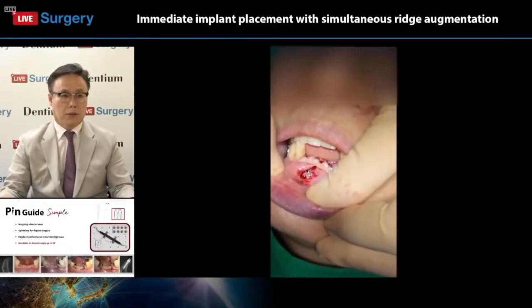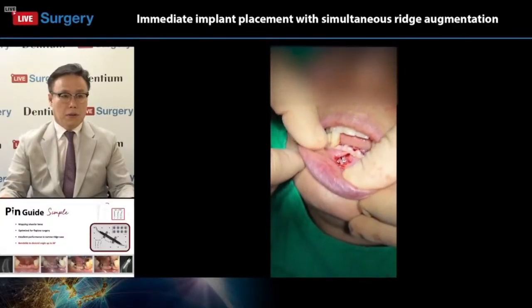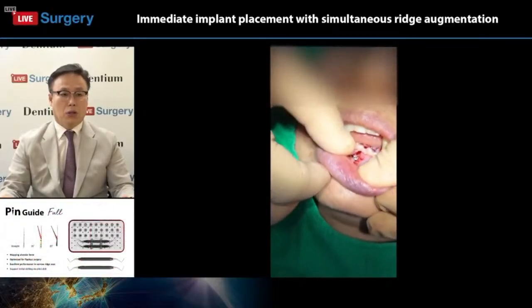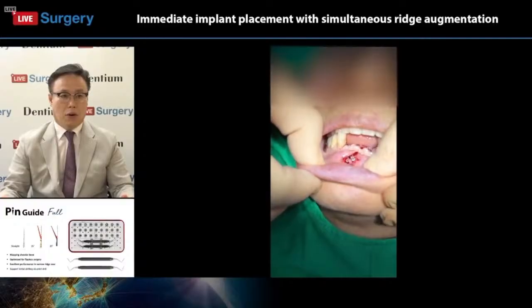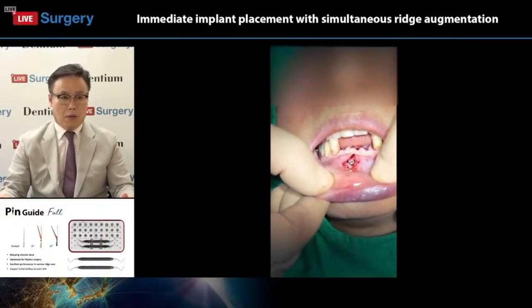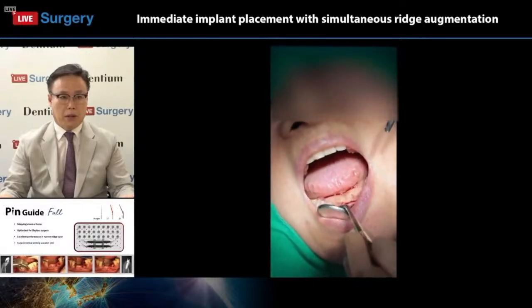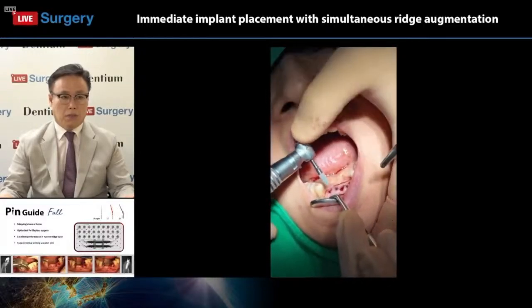Okay, so we're going to apply the bone graft to the space where the two tent screws were made. So, placing the implant.